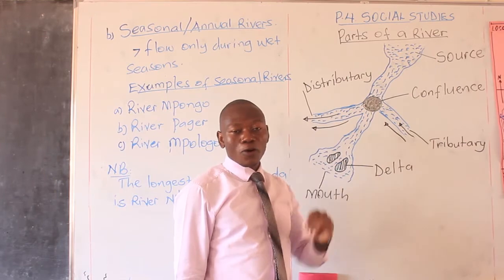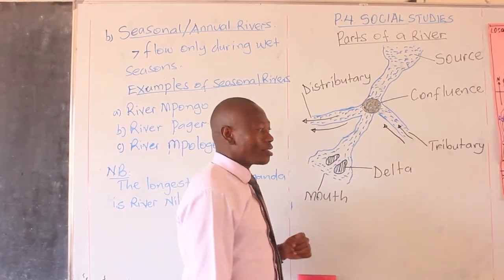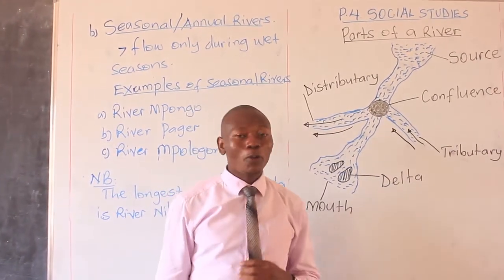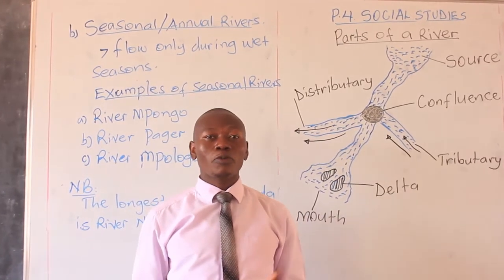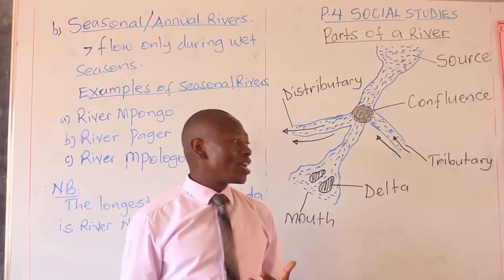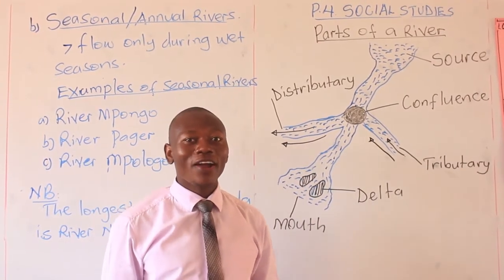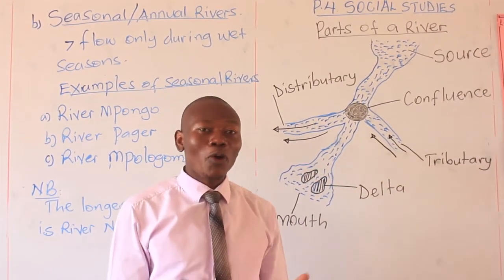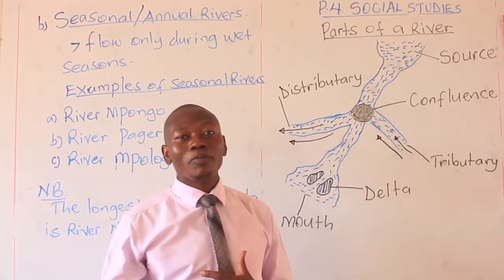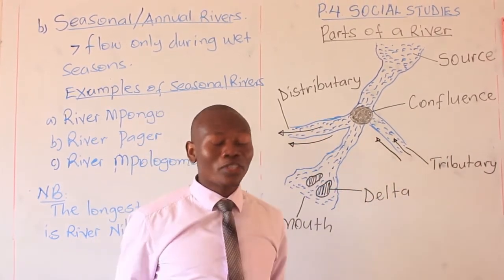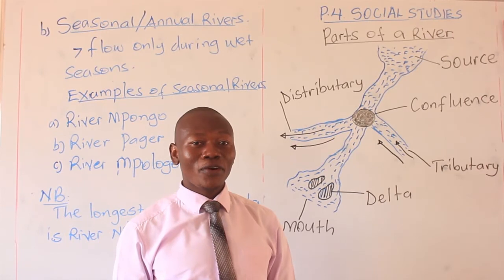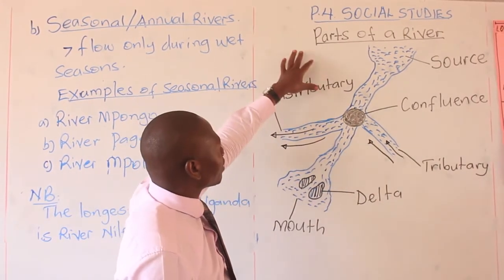When a river is flowing, just to take an example, when you are walking, sometimes you have friends whom you walk with. They either join you on the way, or you find them on the way, or as you walk, some of them will leave you and you continue your journey to where you are going. So let's look at where the river starts from.